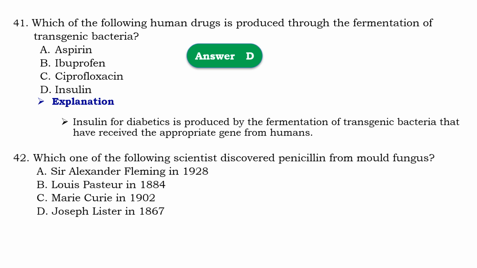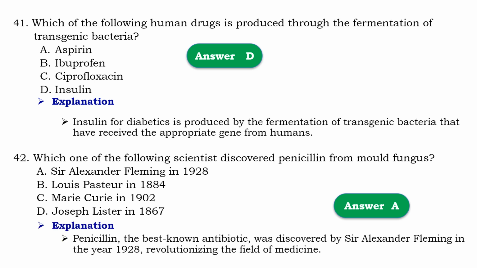Question number 42. Which one of the following scientists discovered penicillin from mold fungus? So that should be A. Sir Alexander Fleming in 1928. Means that penicillin, the best known antibiotic, was discovered by Sir Alexander Fleming in the year of 1928, which revolutionized the field of medicine.